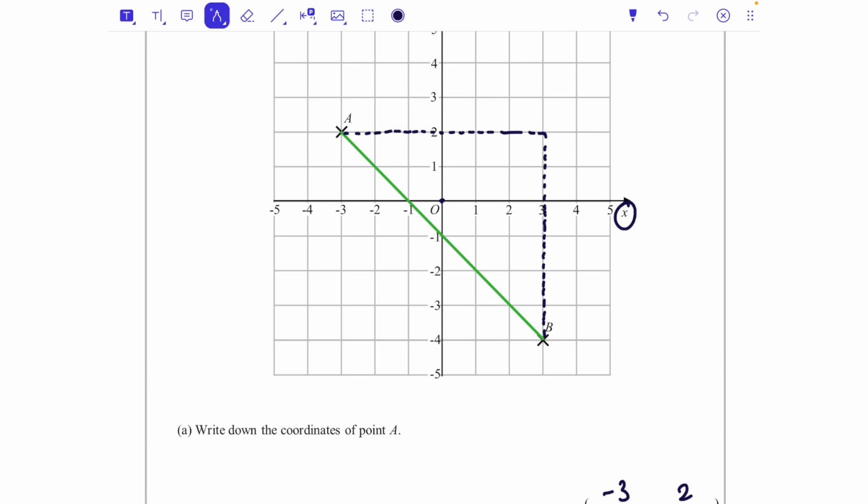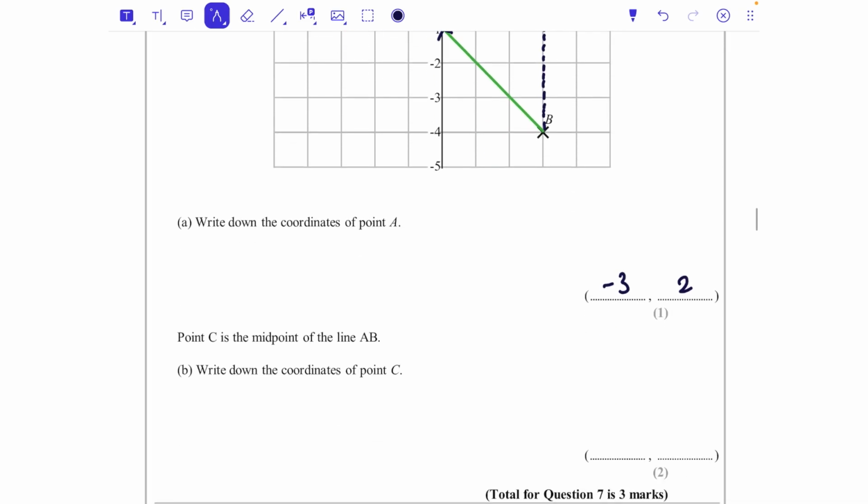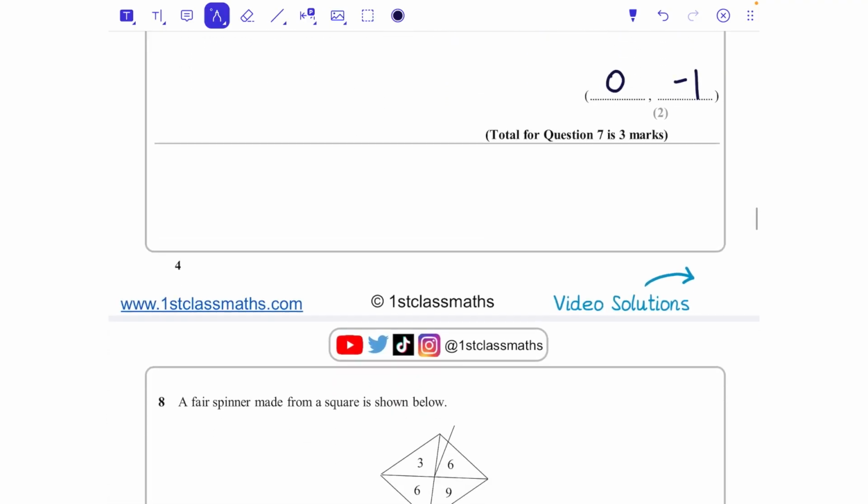So if I only wanted to go halfway, I could just go across 3 and down 3 because 3 is half of 6. So if we went across 3 and we went down 3, that's going to get us halfway. And that coordinate there is going to be 0 because we don't need to go across at all from the origin, and then down to -1. So 0, -1 is the answer for the midpoint.